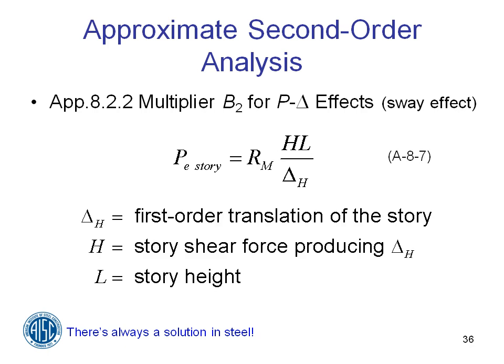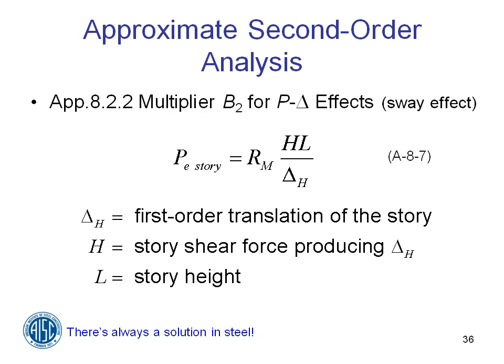So how do we get that P_e,story? In the 2005 specification, there were two ways of getting it. One of them used an effective length factor, and the specification committee took that out and left it in the commentary, but took it out of the main body of the specification because it is not an effective way really for determining the buckling load.